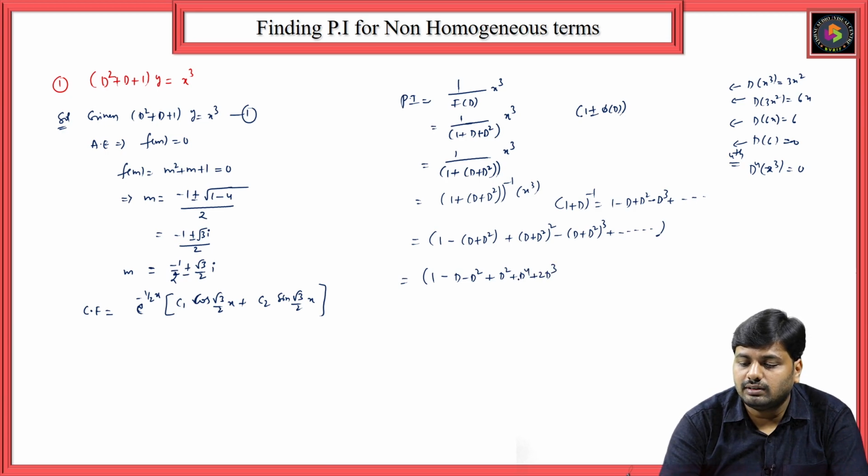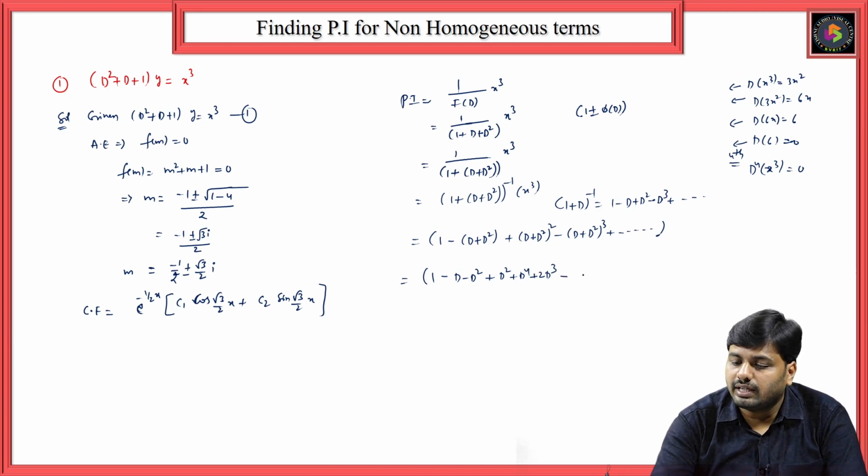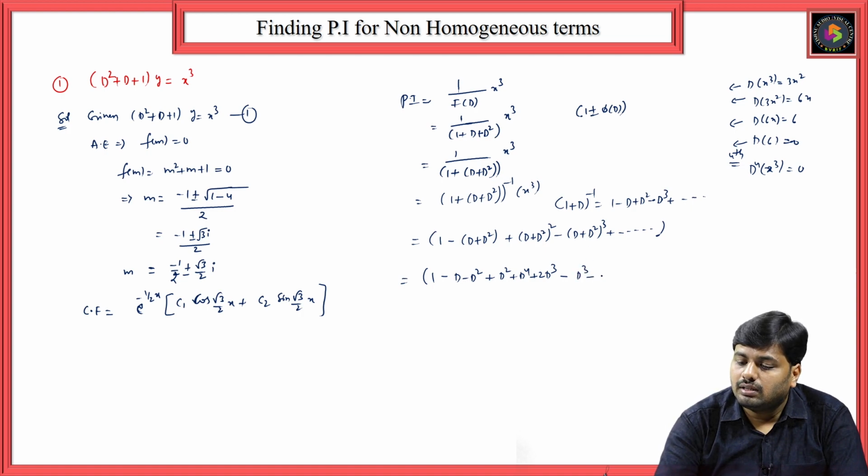All the terms are required. The d power 4 also 0. Now in this case, d cube minus d power 6, a cube minus b cube, a cube plus b cube plus 3ab square, that is minus 3 into a into b square, that is 3 d power 4 minus 3 into d power 5 and so on, that into x cube.